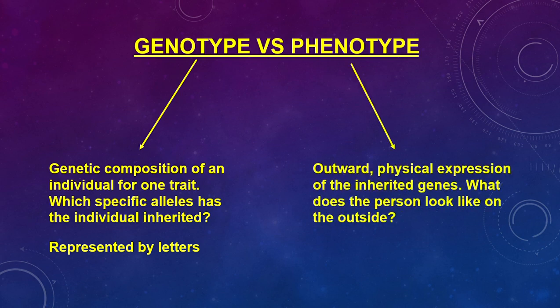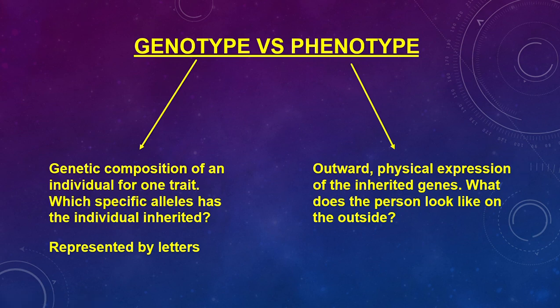So phenotype refers to the outward physical expression of the inherited genes. The question you would then ask yourself, look in the mirror or look at a person, what does the person look like on the outside, the expression of the gene? So again, you may have inherited two different versions or the same, it doesn't matter. Phenotype refers to what is the physical outward expression.